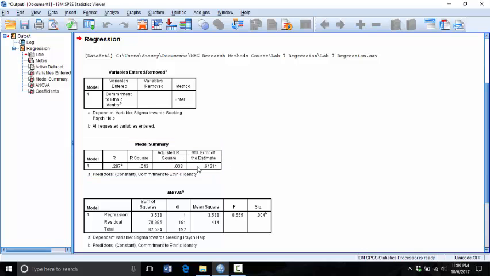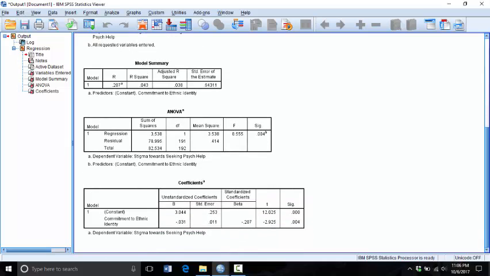But this table doesn't tell us if that amount of variance is significant or not. To figure that out, we can look at our ANOVA table, which gives us a p-value here under significance. And because that is less than 0.05, we do know that this is a significant result.